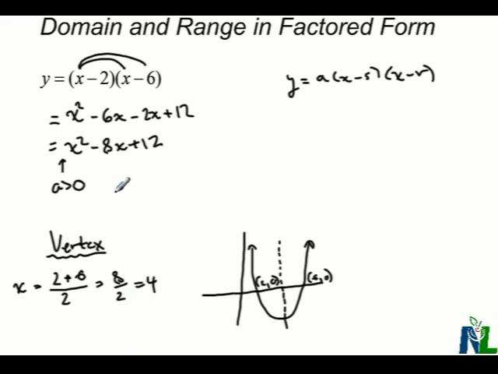As in previous examples, to get the y coordinate of the vertex, I replace the x value in the factored form. So I've got 4 minus 2, times 4 minus 6. That gives me 2 times negative 2, so negative 4. Meaning the coordinates of my vertex are located at (4, negative 4).